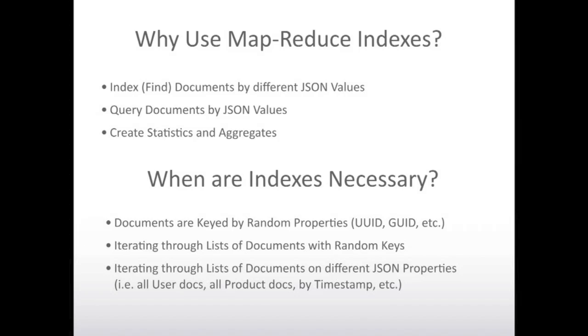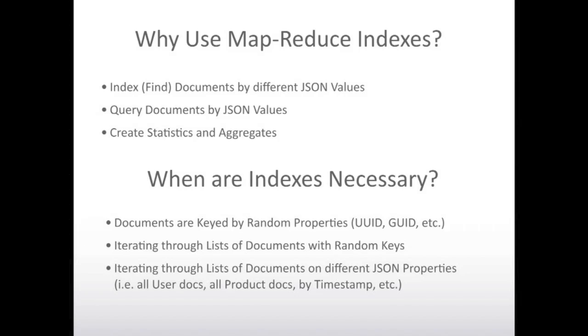When are indexes necessary, or indices? Documents that are keyed by random properties and don't use a lookup pattern that we talked about in Couchbase 103, you'll need a secondary index to be able to query properties within that document to actually get that document key. If you're iterating through lists of documents and you're not using the counter ID pattern, or if you have random keys, then you're going to create a secondary index of those documents based on some of those document properties.